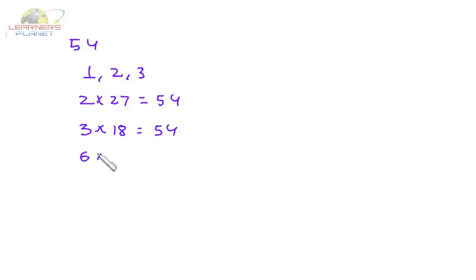Then 6 into 9 is 54. That means 6 will also be a factor, and then 9 will also be a factor. Then 18 will be a factor, and 27 will be a factor, and the last factor will be 54. So I just write down over here. So it's 18, 27 and 54. Okay.